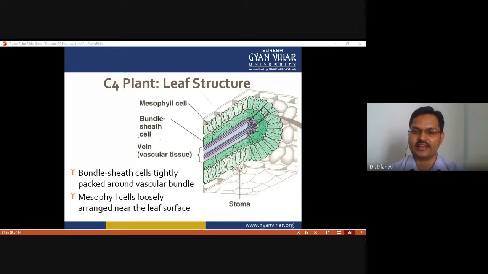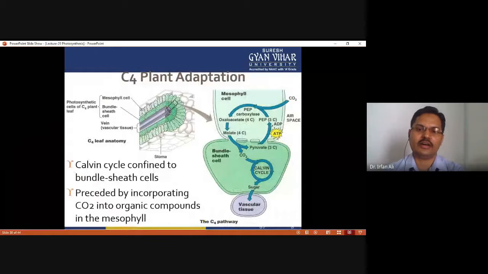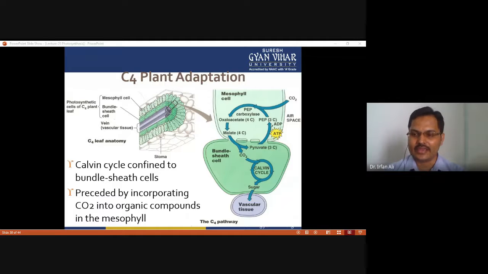Okay, so this is the arrangement of the cells in the C4 plant. This arrangement is called Kranz anatomy in C4 plants. Now you have to see what separation is there. In the mesophyll cell, carbon dioxide is fixed by the PEP carboxylase.